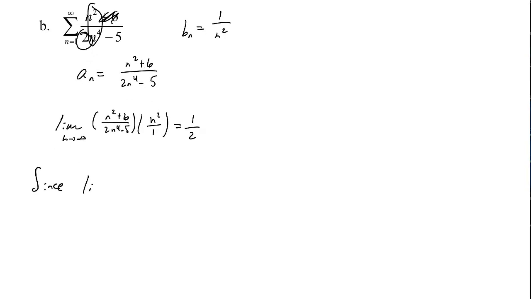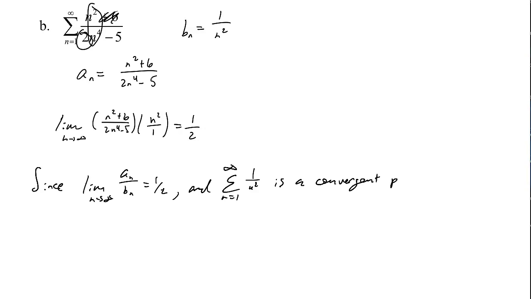Now we just need to state the things. So since the limit as n approaches infinity of a sub n over b sub n equals 1/2, which means it is finite and positive, and this series I came up with, 1 over n squared, is a convergent p-series with p equals 2, which is greater than 1, this series that I wanted to know about converges by the limit comparison test.